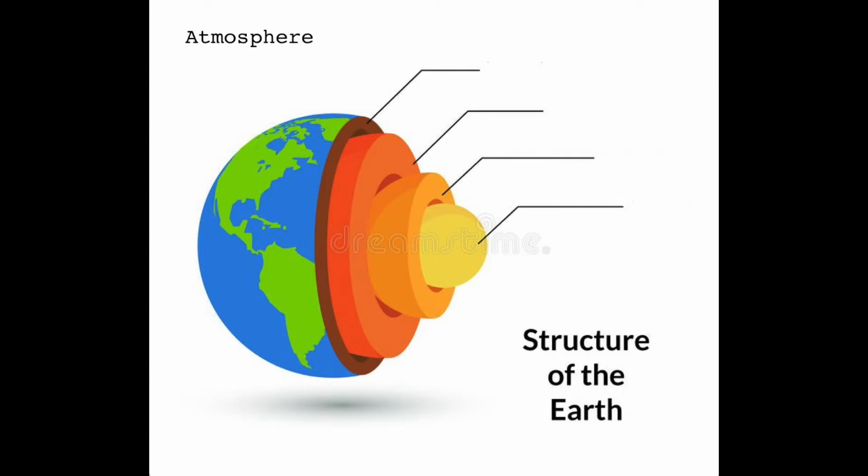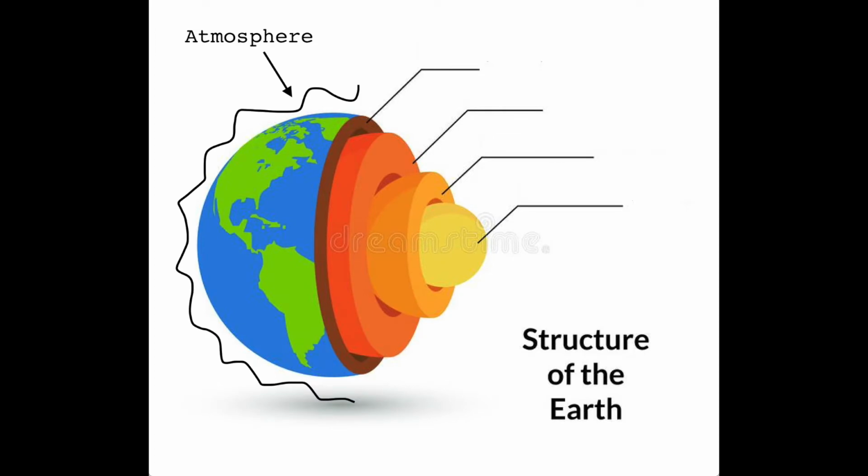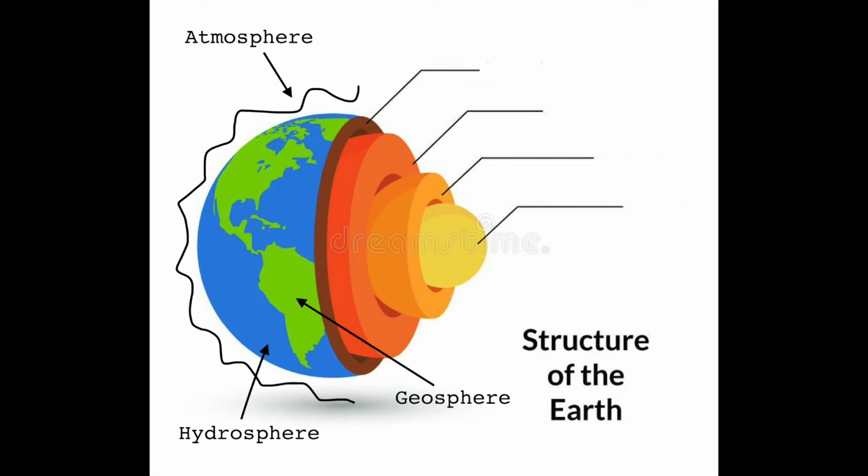Like I said before, the first layer of the Earth is the atmosphere. The atmosphere is made up of air that surrounds the Earth. The next layer is the hydrosphere. The hydrosphere is all the water on the Earth, like the oceans. The last layer is the geosphere. The geosphere is the solid part of Earth, like all of the continents.